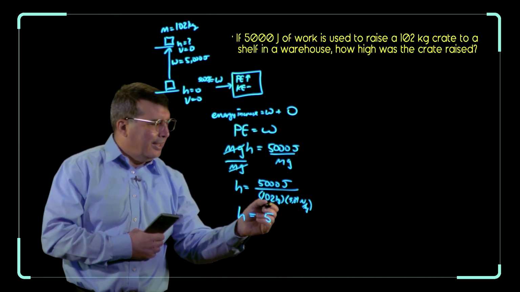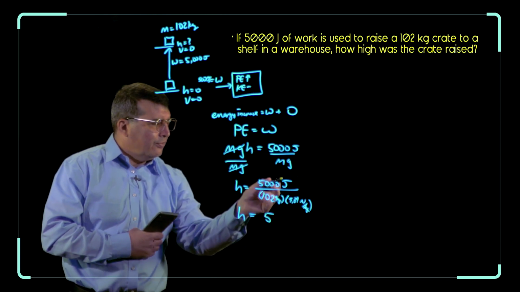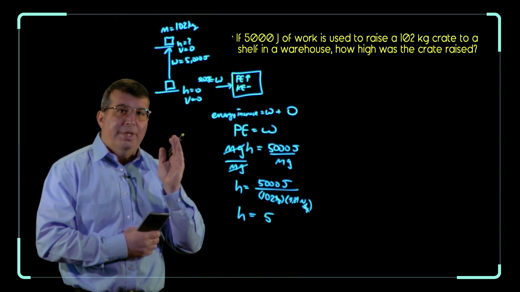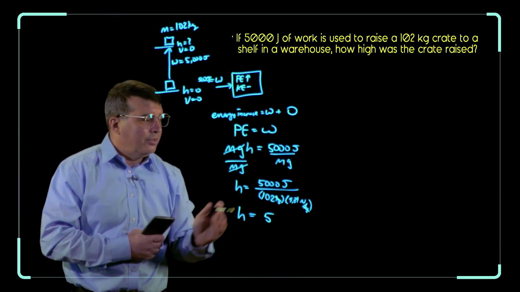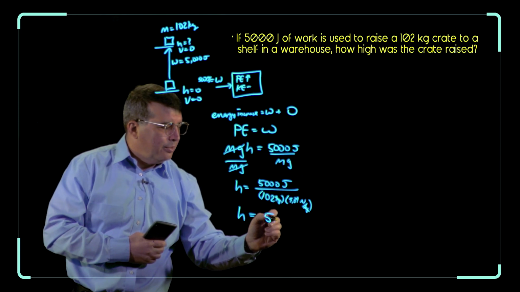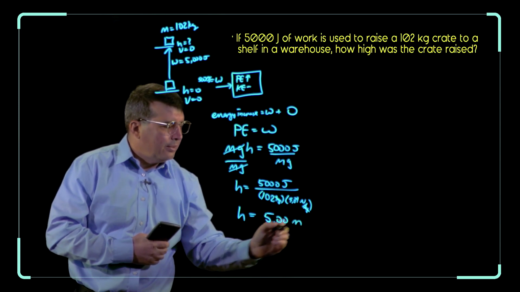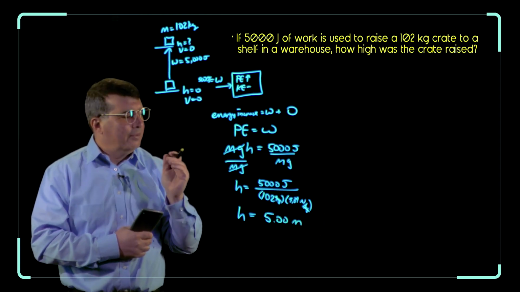Okay, let's look at my units. My kilograms cancel out. I have joules divided by newtons. Remember that a joule is a newton times a meter. So newton times a meter divided by newtons leaves me with 5.00 meters. So the height of the shelf is 5 meters.